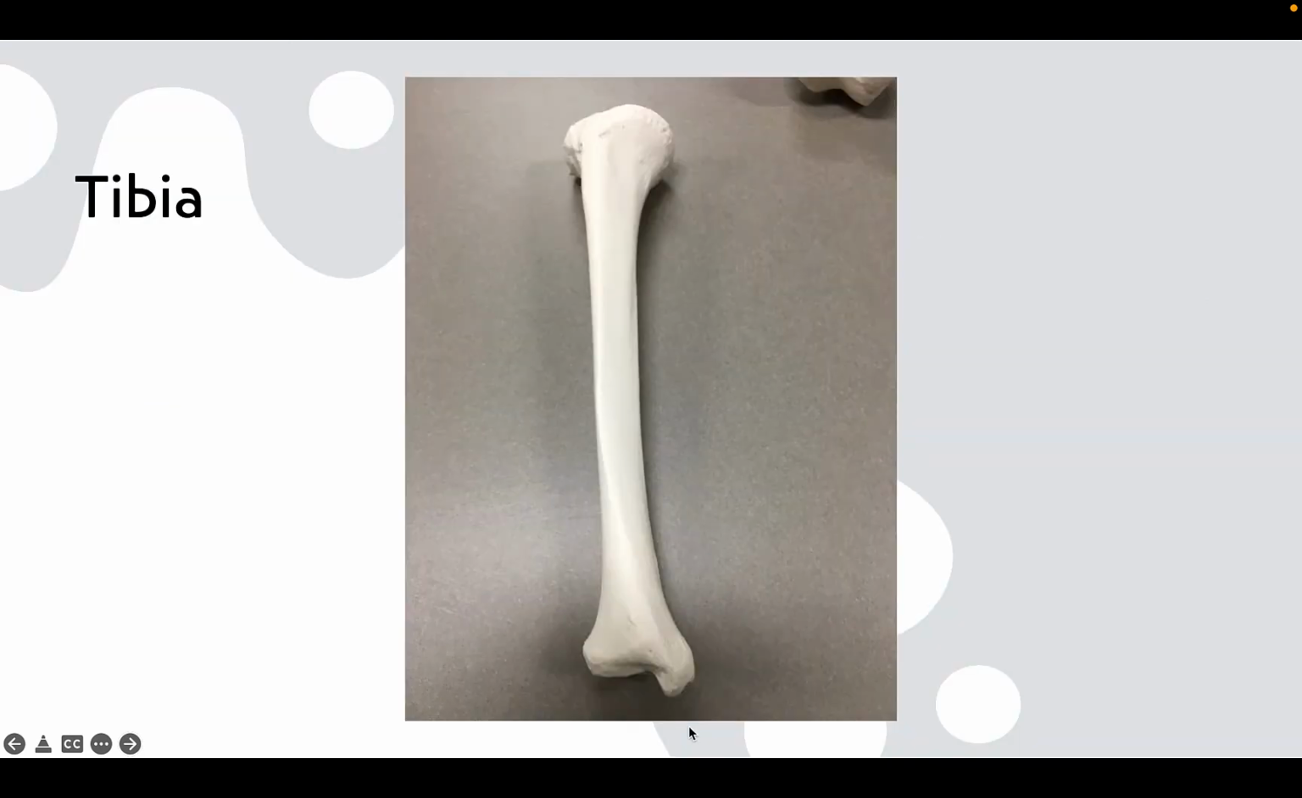So here's that tibia. You can find that medial malleolus, and then you can find the medial condyle. All right, and you can find your lateral condyle and your, I'm sorry, your tibial tuberosity would be on the other side here.